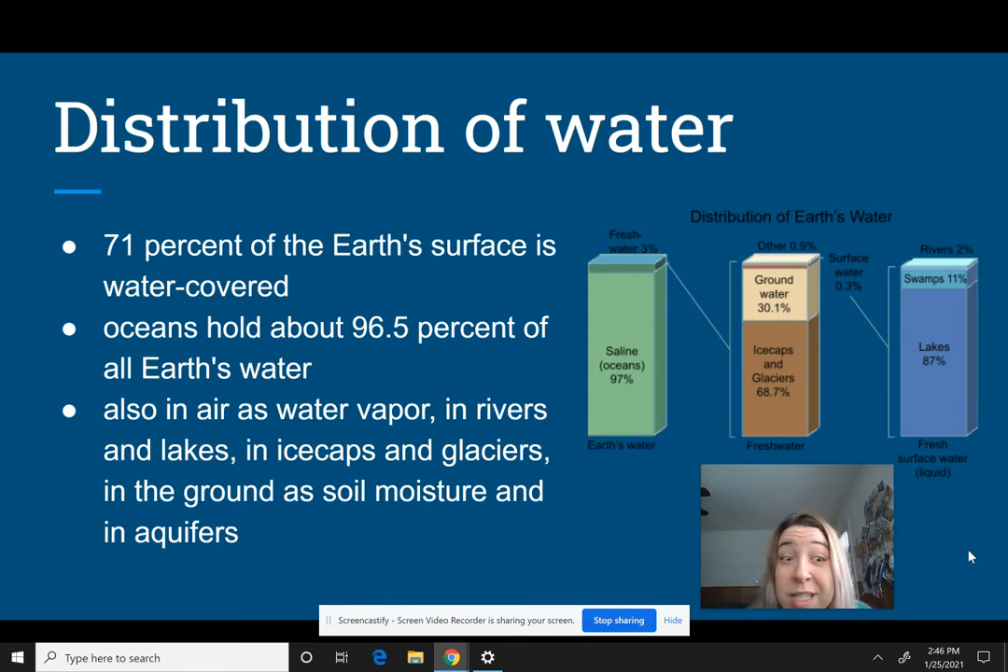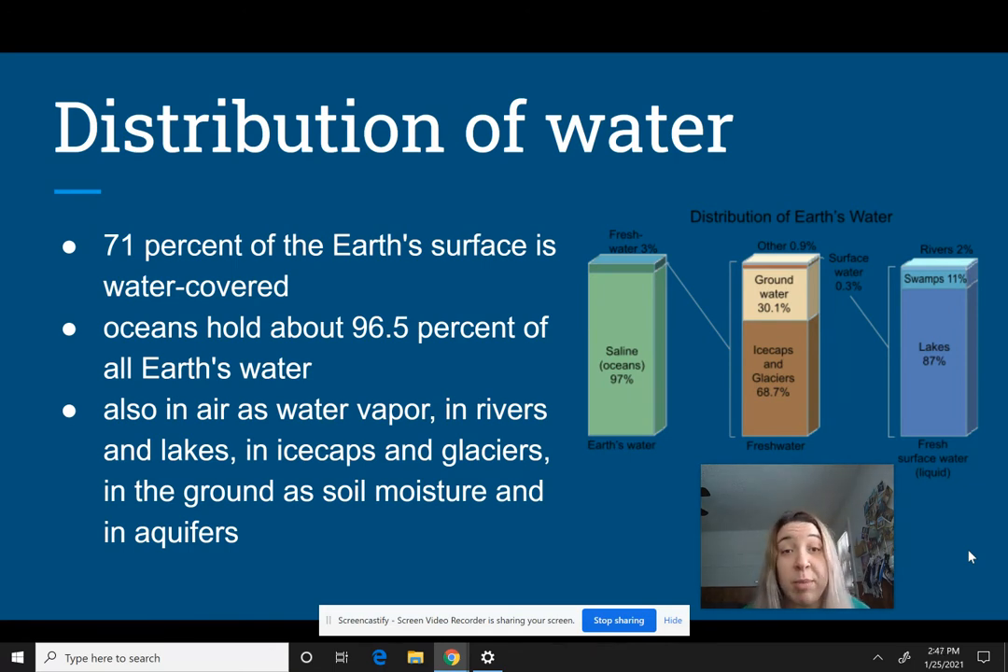71% of the Earth's surface is actually covered with water. Obviously, most of it is from the ocean, but it can also be found not only in ice caps and glaciers, but it could be in the soil. We count that as part of our moisture. The aquifers, obviously, it's inside of us. We drink it. We're made up of a lot of water. Your cats, your dogs, really stuck on pets right now. Obviously, cows have water in them. Anyway, so there's a lot of water all over the place, and that's how it's distributed.